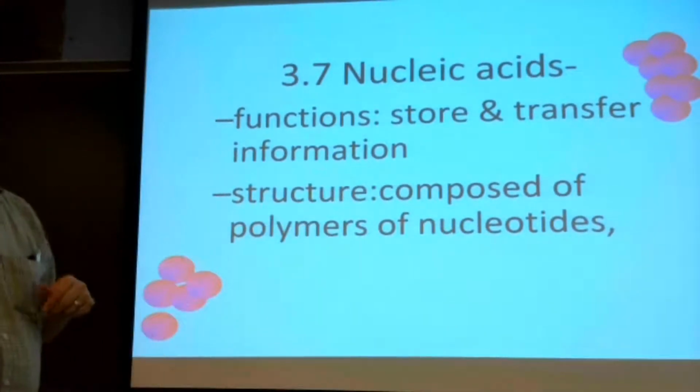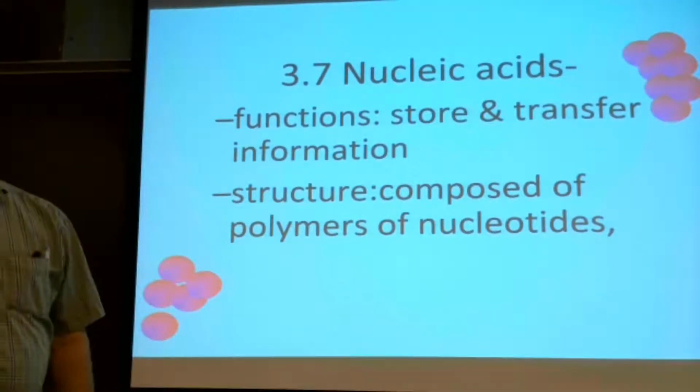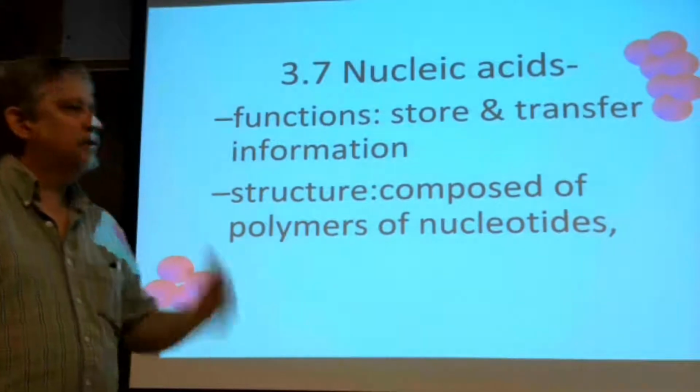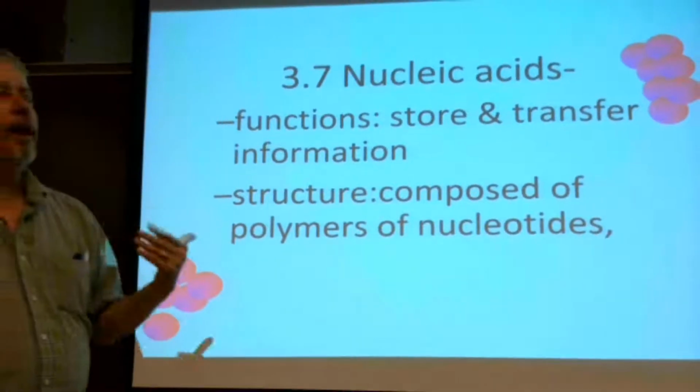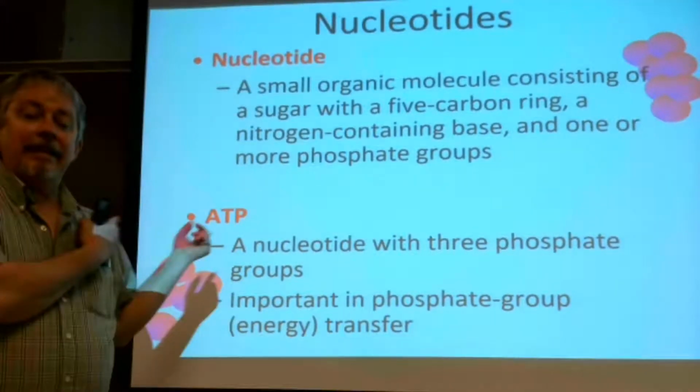So what's the monomer of nucleic acids? Nucleotides. What's the monomer of a protein? Amino acids. What's the monomer of a carbohydrate? Nucleic acid, ATP. ATP is the energy source in our body.